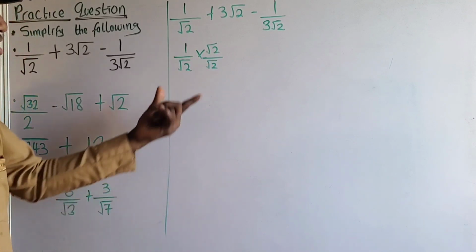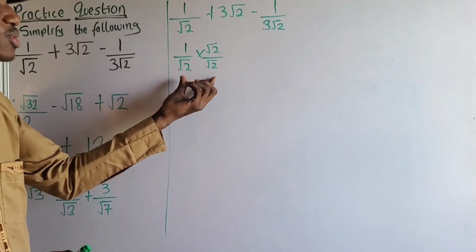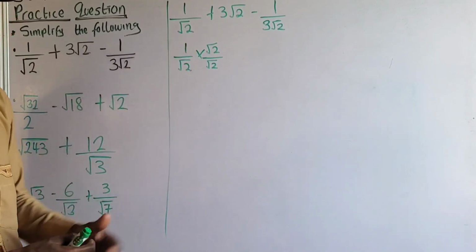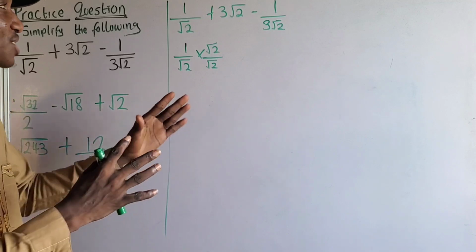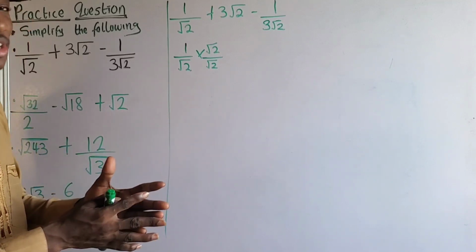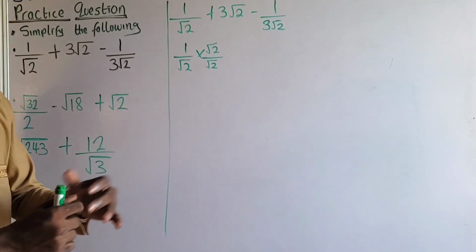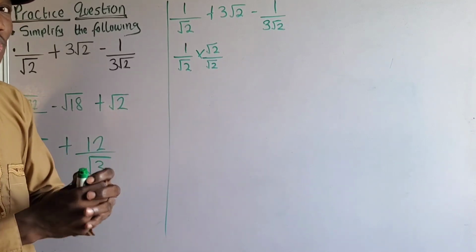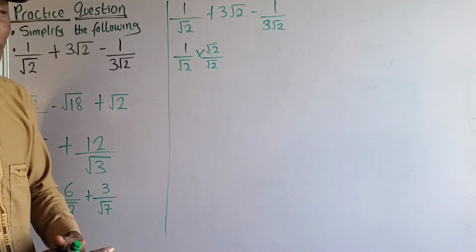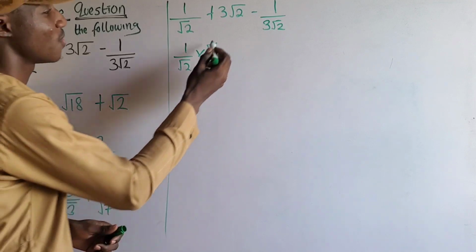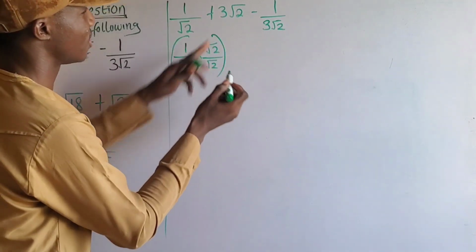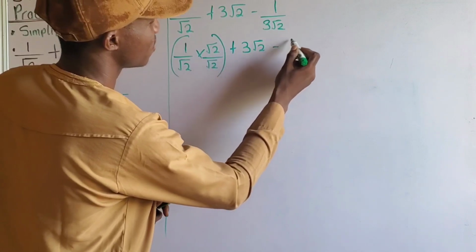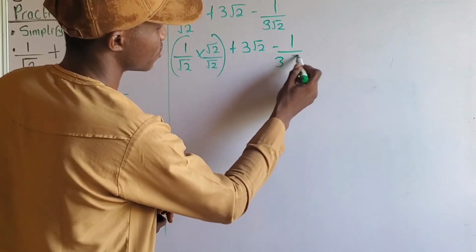The goal of rationalizing this fraction is that I want to have an integer at the denominator. I want to have a rational number at the denominator. That is the reason why I rationalize. And if I have a rational number at the denominator, I can easily simplify. Okay, so let me put this bracket. Now let's proceed. Plus 3 root 2 minus 1 over 3 root 2.